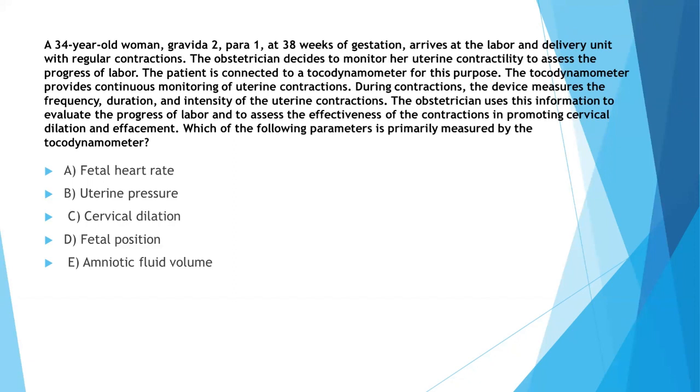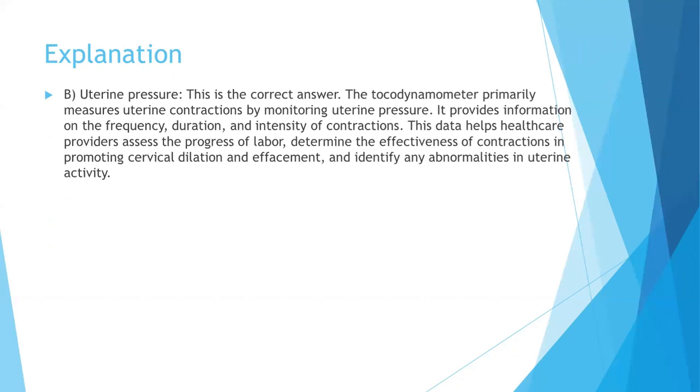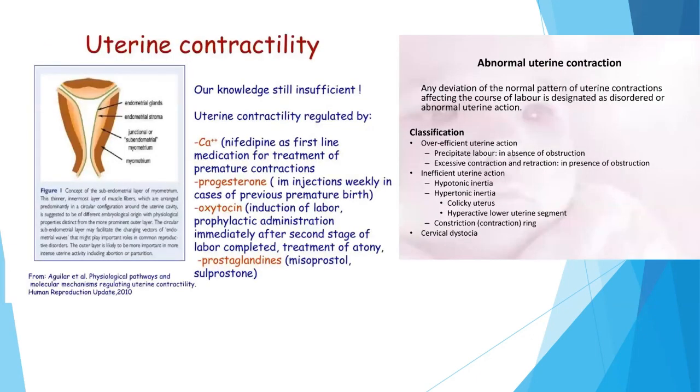So even though the question is long, it is a very simple, straightforward question. The tokodynamometer primarily measures the uterine contractions by monitoring the uterine pressure. Now, it provides information on the frequency, duration, and intensity of contractions. This data helps healthcare providers assess the progress of labor, determine the effectiveness of contractions in promoting cervical dilation and effacement, and identify any abnormalities in the uterine activity.